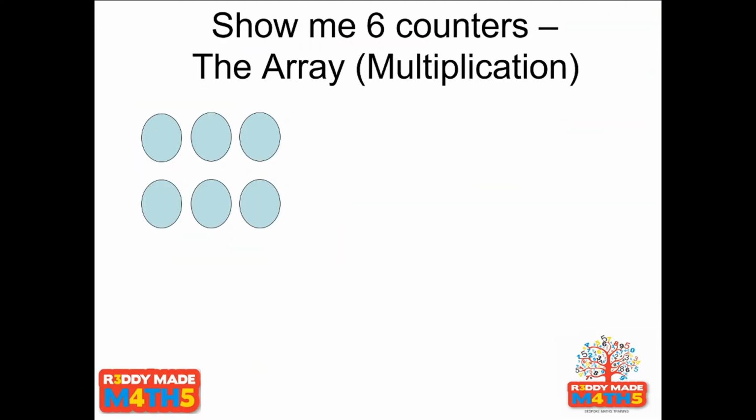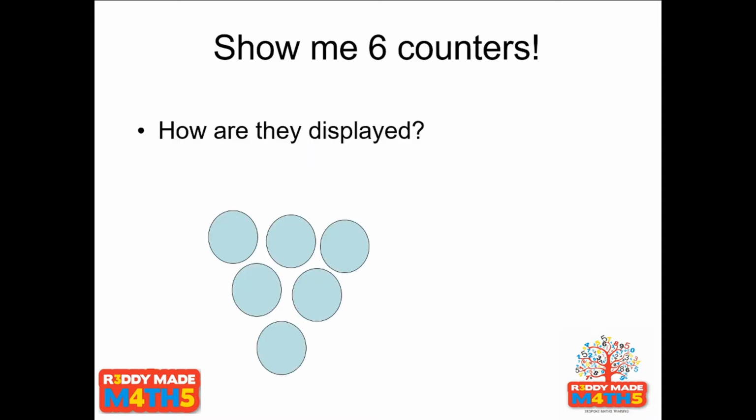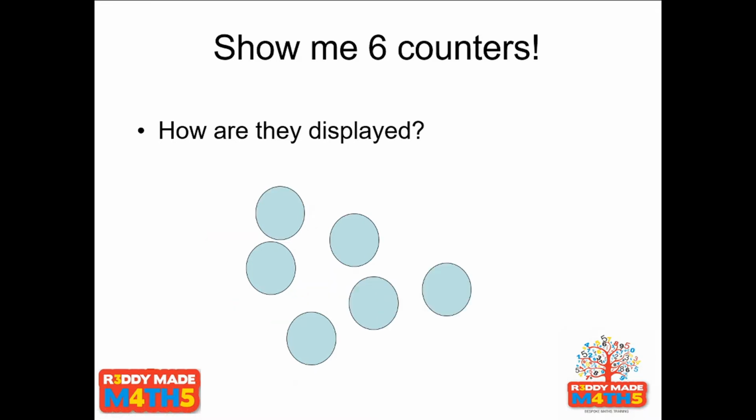The array, which is a 3x2 or a 2x3. The straight line, which is basically one-to-one correspondence. The triangle, which develops eventually into triangular numbers, which is a greater depth overview of what 6 looks like. A very nice visual. The random style, as we talked about the other day, again, just counting directly onto the table.